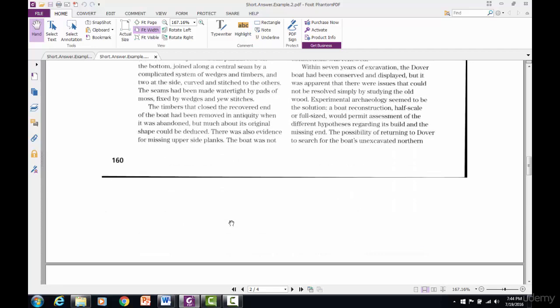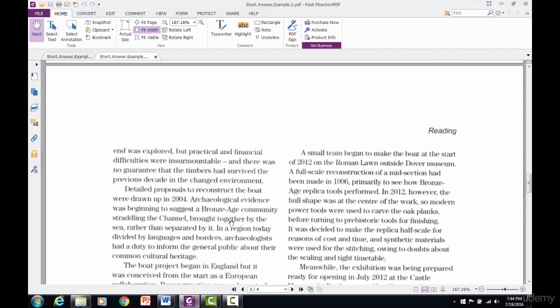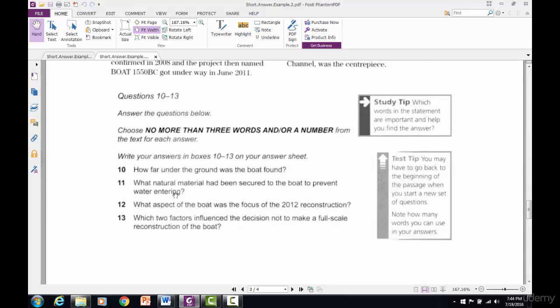So when we look down at our question, what natural material has been secured to the boat to prevent water entering? When it says prevent water entering, and we see the word watertight, that's prevent water from entering. That's our synonym language match. And then when we look at that sentence, we see the answer is pads of moss are what have been secured to prevent the water from entering. All right, now, number 10.